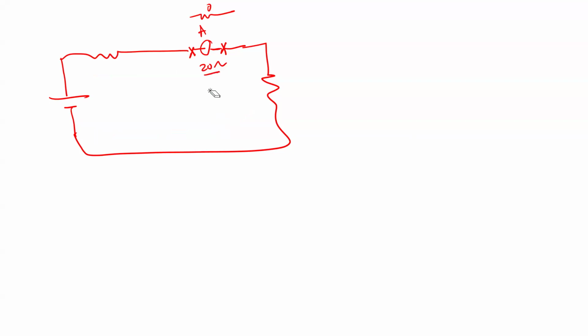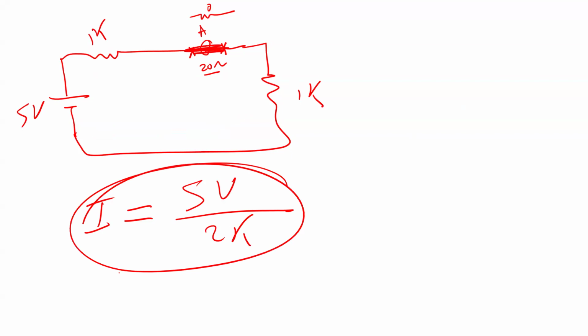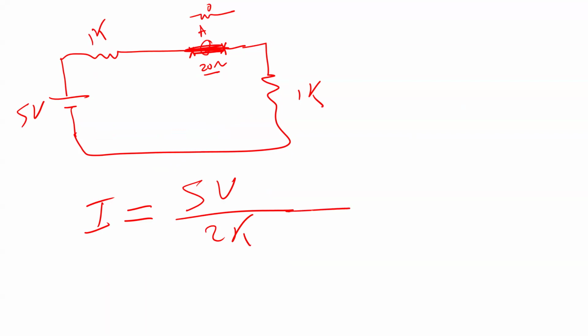Let me give you an example. For example, this one is 1K and this is 1K, and this is 5 volts. So the correct current I have to measure is 5 volts divided by 1 plus 1, which is 2K. This is the correct current. However, because you changed the circuit and added a resistance, you disrupted the circuit. Because of this resistance, the current is gonna change. You got what I'm saying? So it's gonna be plus RA, where RA is the ammeter resistance. That means it's gonna be a source of error.